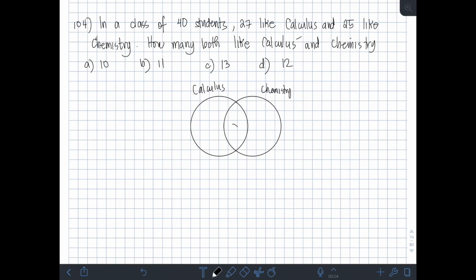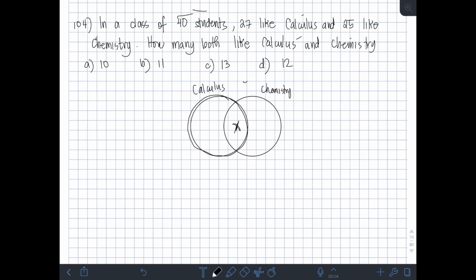So, unknown yun, let's say X. So, given na doon sa 40 students, so dapat yung total students dito is 40. Yung 27 daw like calculus. So, ibig sabihin, yung buong circle na to for calculus, dapat may total na 27.